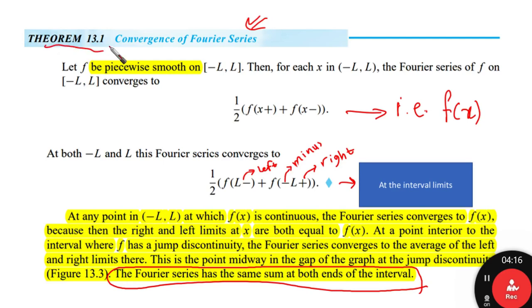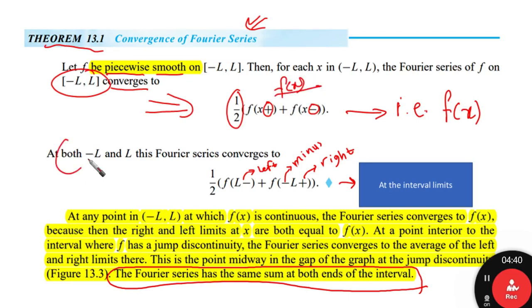This is what I have explained like 2 or 3 videos before. So if we're talking about inside the interval minus L to L, the Fourier series, if it's piecewise smooth, of course, so we are talking about the convergence within the function. It is going to be half of f of x from right plus f of x from left. This means that we are going to have f of x in our case. At the ends minus L and L, this Fourier series converges to half of f of L from left plus f of minus L from right, and then we can calculate it.